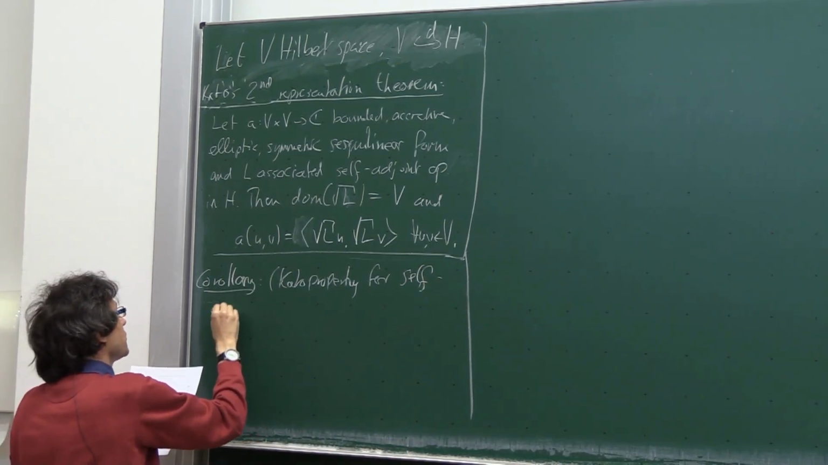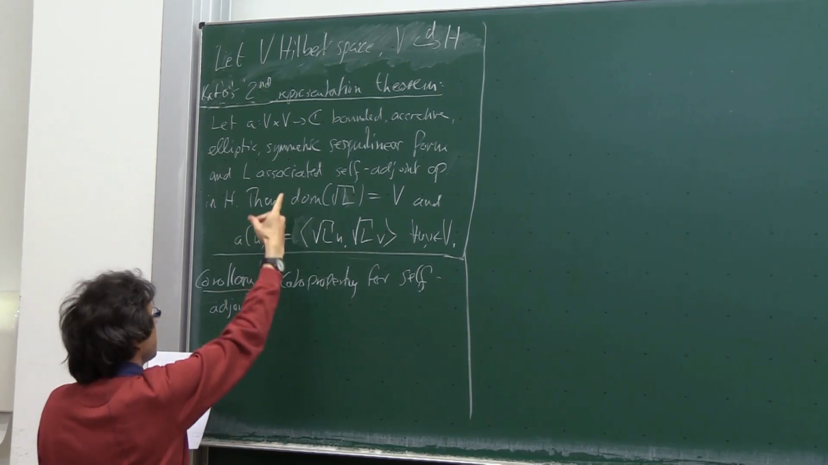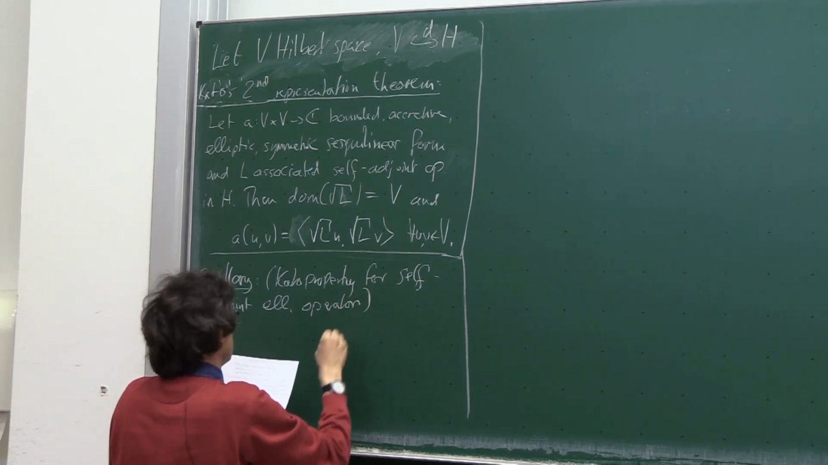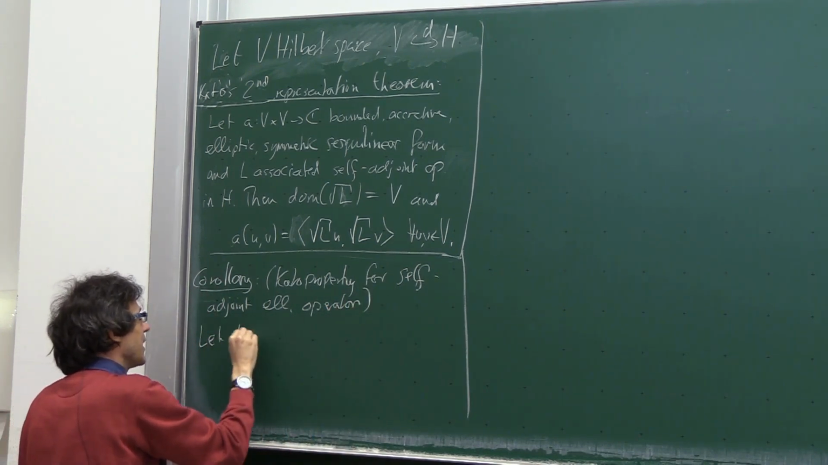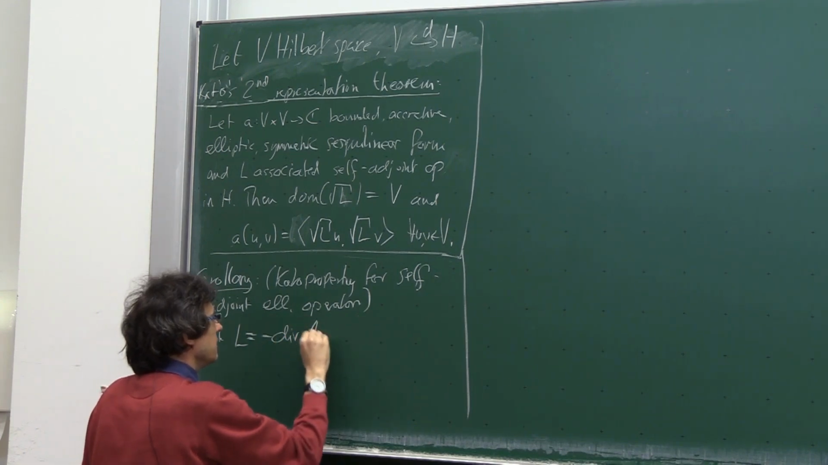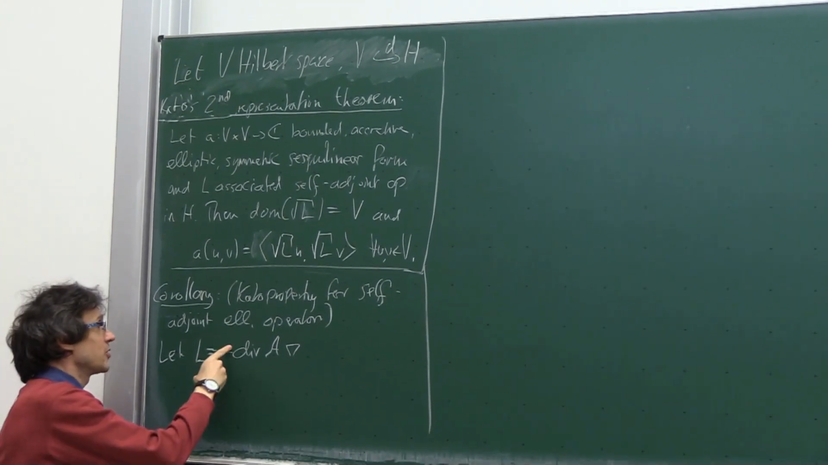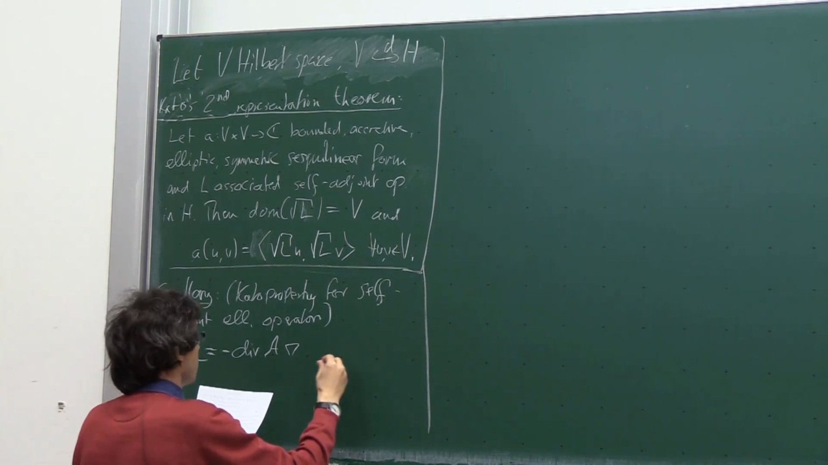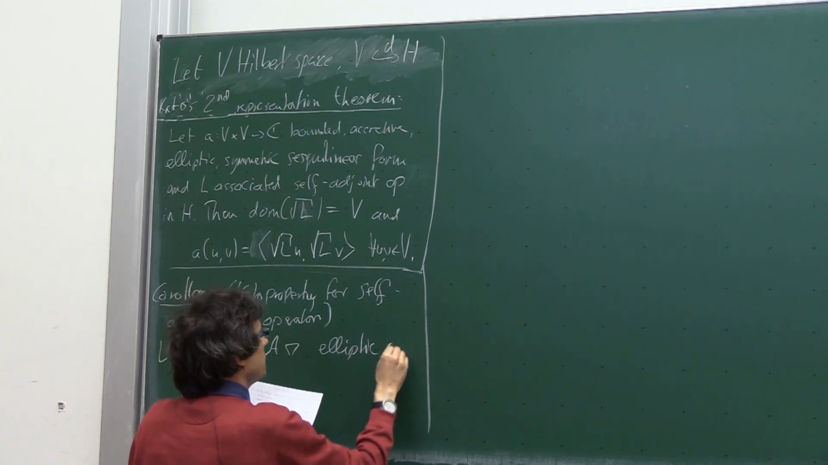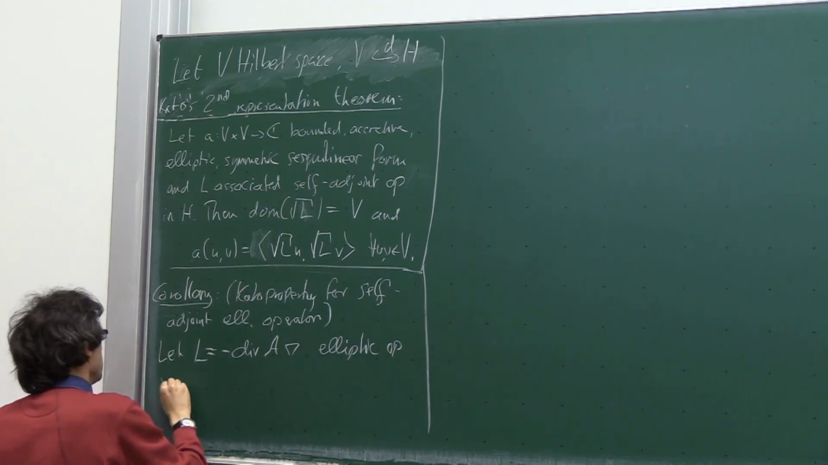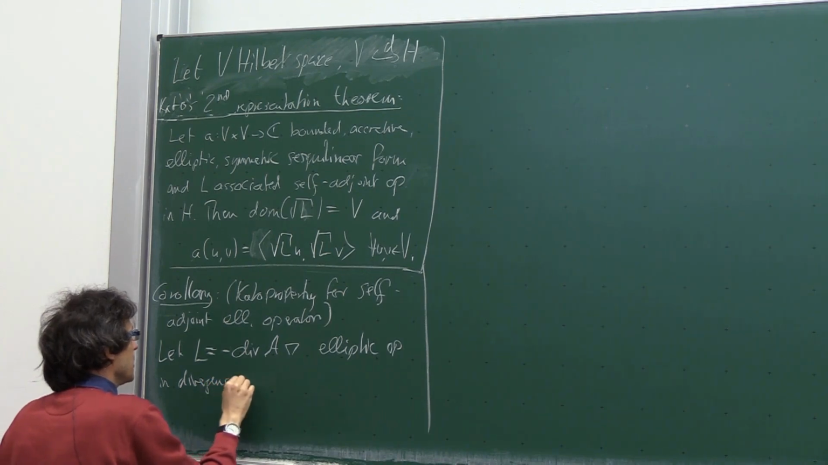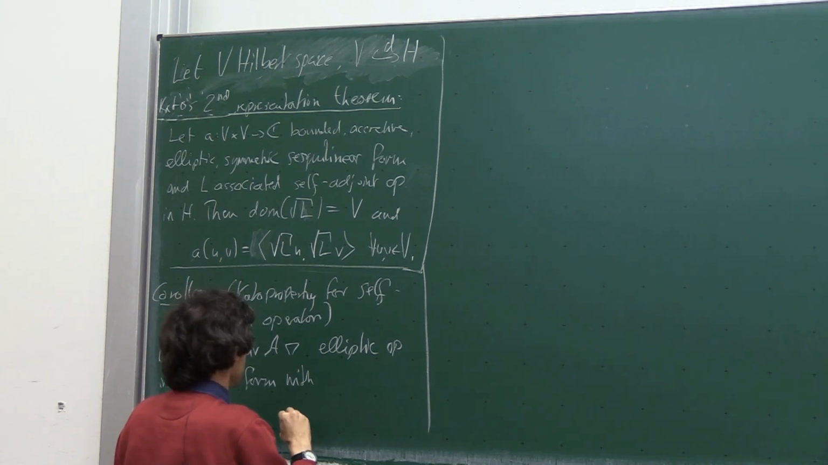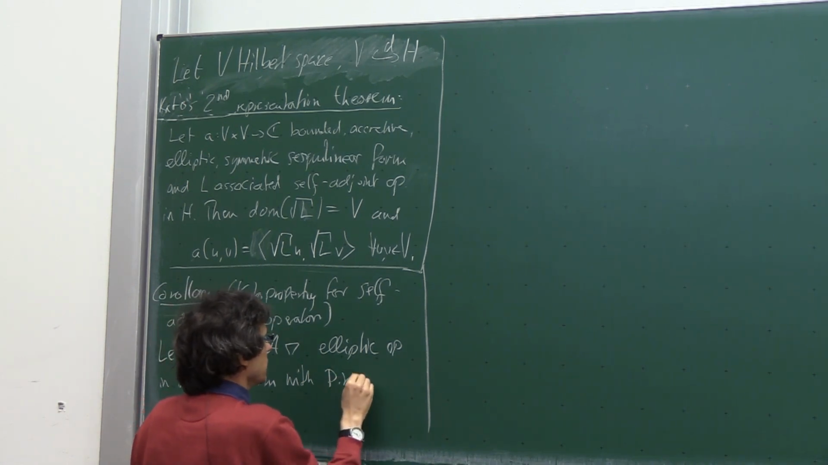So the Kato property for self-adjoint operators. Here we have a self-adjoint operator, self-adjoint elliptic operators. So we look at the case where L is a divergence form operator of second order with elliptic coefficients, minus divergence A gradient, which means that the coefficients are elliptic, in divergence form with Dirichlet boundary conditions. So we look at this operator on L2 with form domain H10 with Dirichlet boundary conditions.